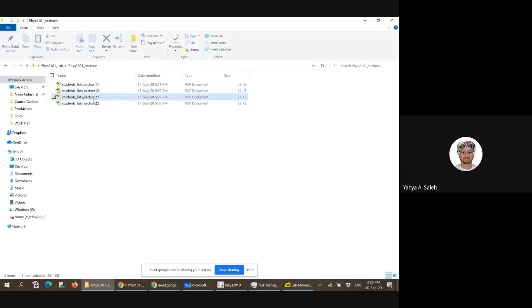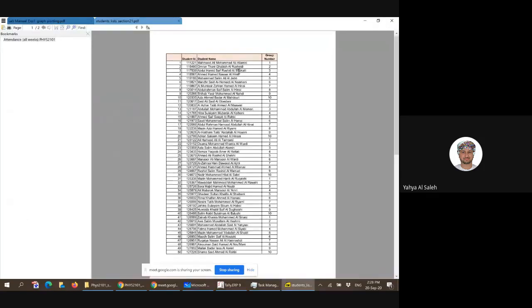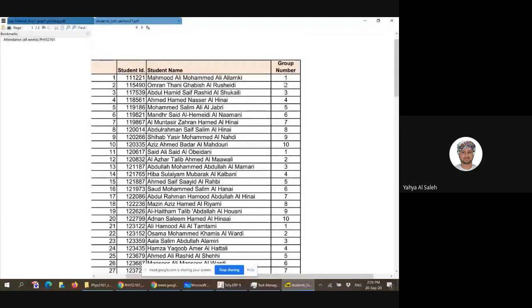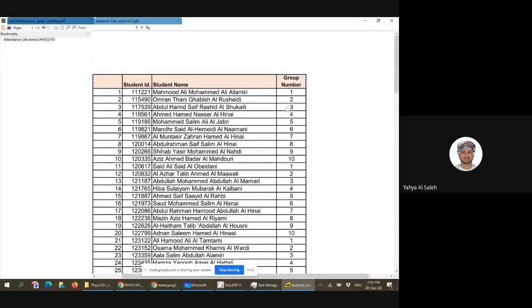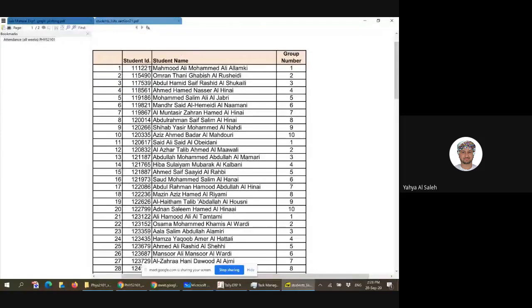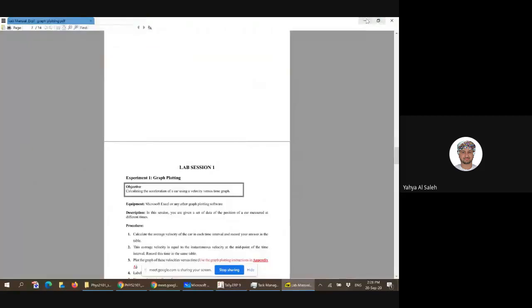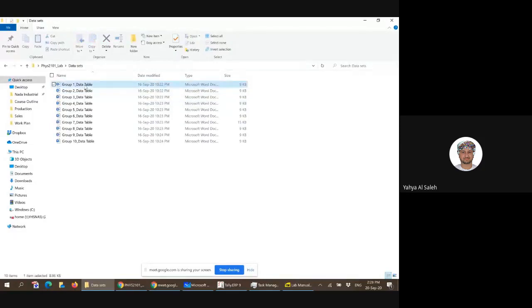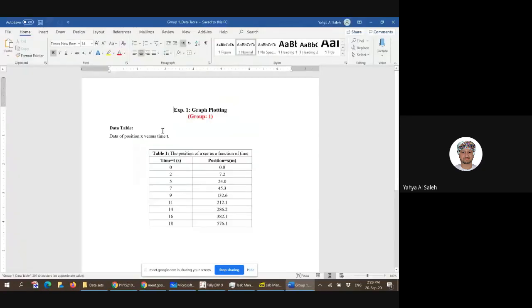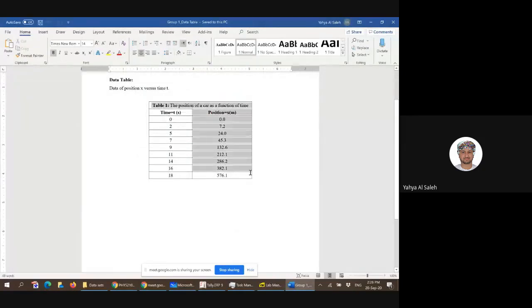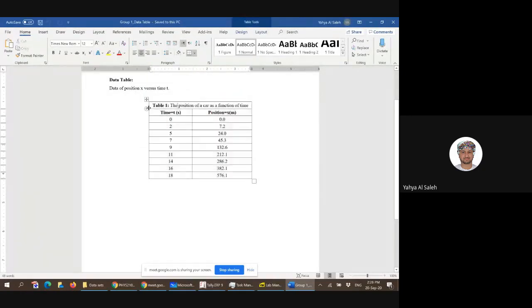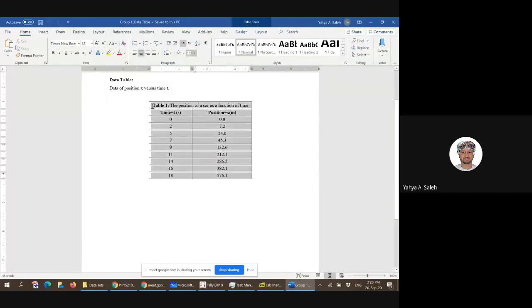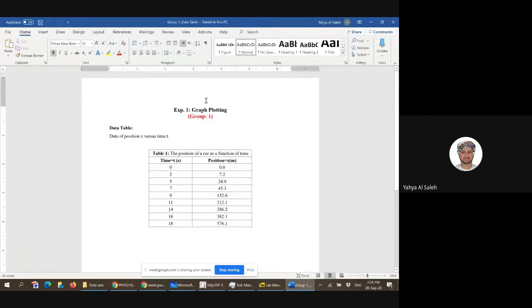For section 21, if you click, you will find your name, your student ID, and some sort of group number that is written next to you. So for example, this person with this ID is part of group number 1. And when they go to the data sets part, they will choose group 1 data table. And this is their table with the data. Please make sure you choose the data from your correct group. Otherwise, we will end up with a lot of headache.